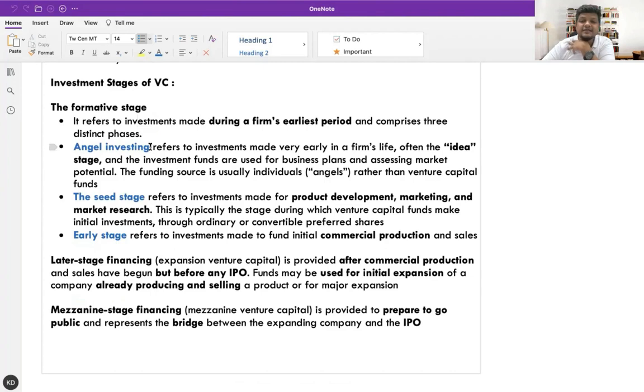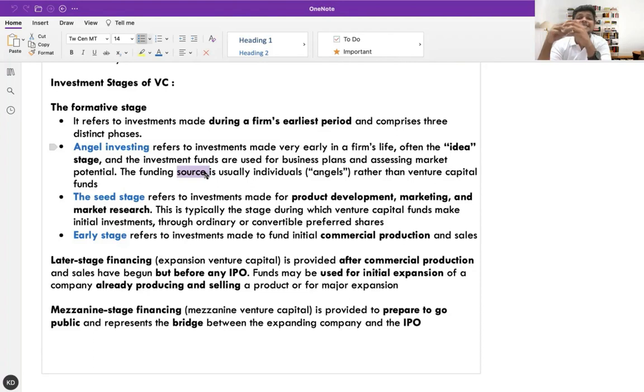So what is angel investing? Because it's nothing less than an angel. It refers to investment made very early in a firm, especially at the idea stage. Now, at the idea stage, you just probably have a business plan and you're still assessing the market. You haven't tested the market completely, right? And most of the people who invest in such ideas are individuals or groups of individuals. Therefore, they are called angel investors. Clear? Right?